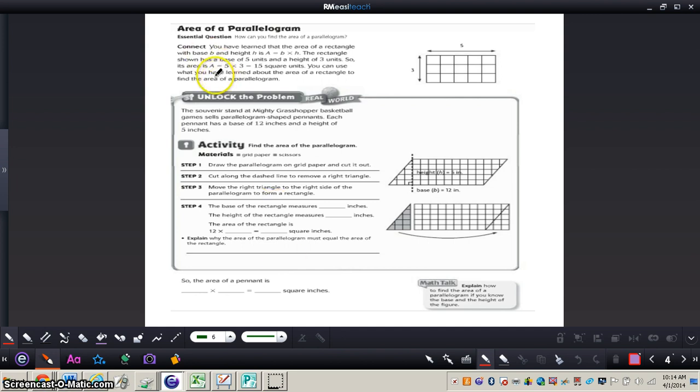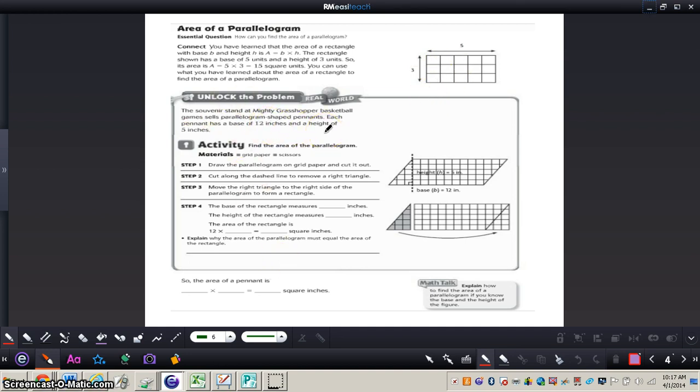All right, so I want you to turn to page 281 in your standards practice book. And let's unlock this question. So first of all, we're going to connect this. We've already learned that the area of a rectangle with base and height is area equals base times the height. The rectangle shown has a base of 5 units and a height of 3 units. So we just simply multiply 5 times 3, and that will give us the area, which is 15 square units.